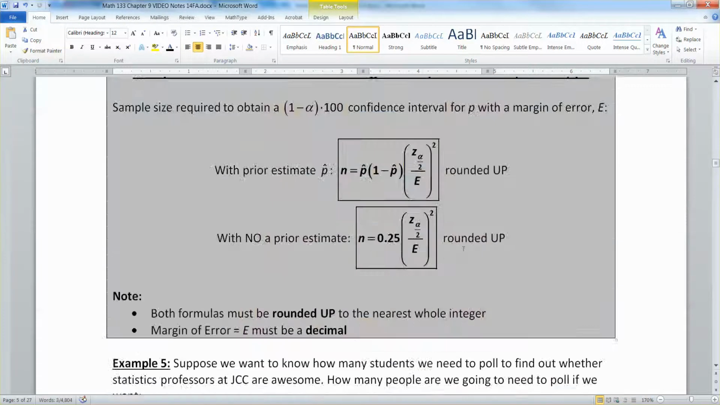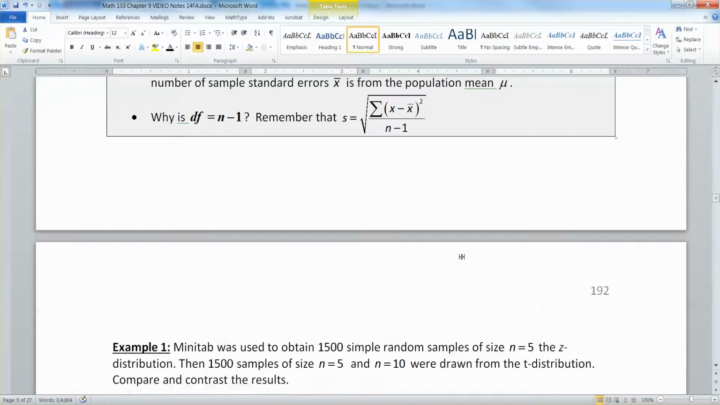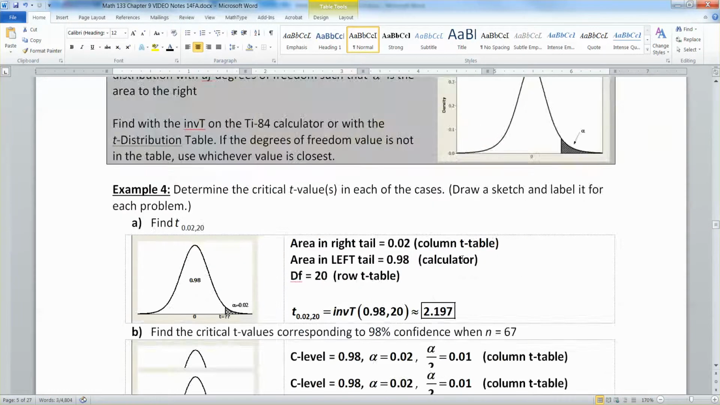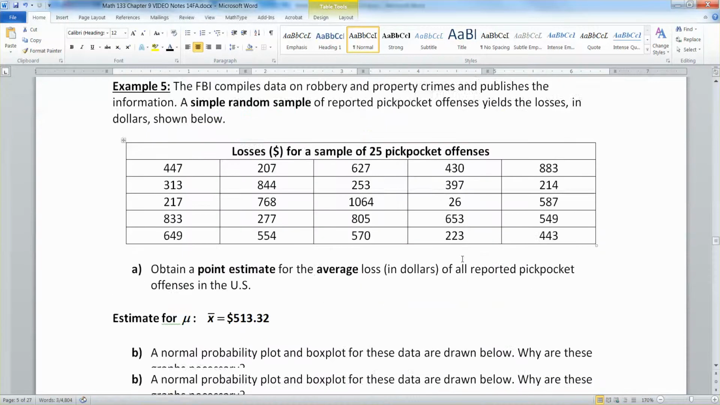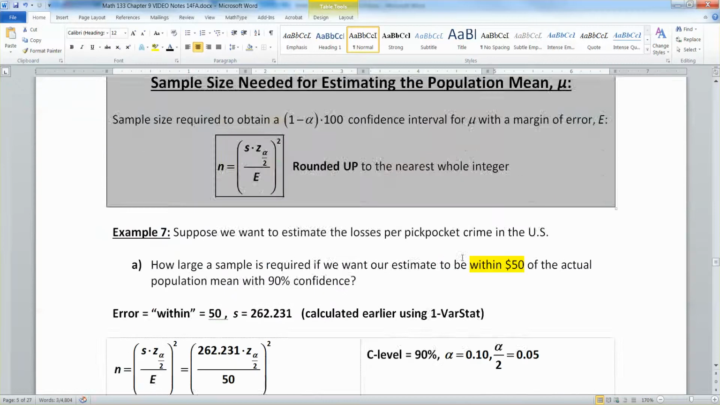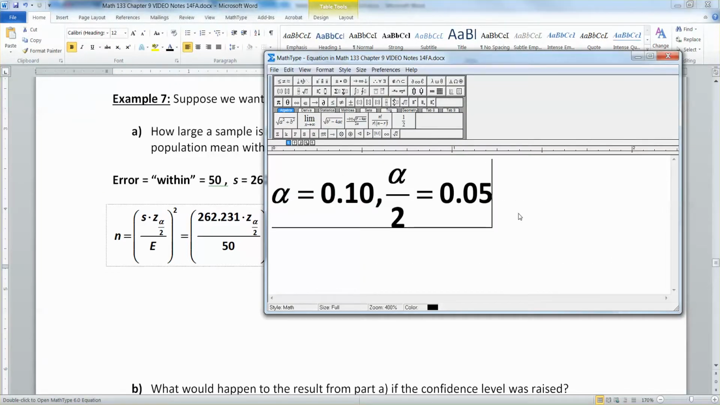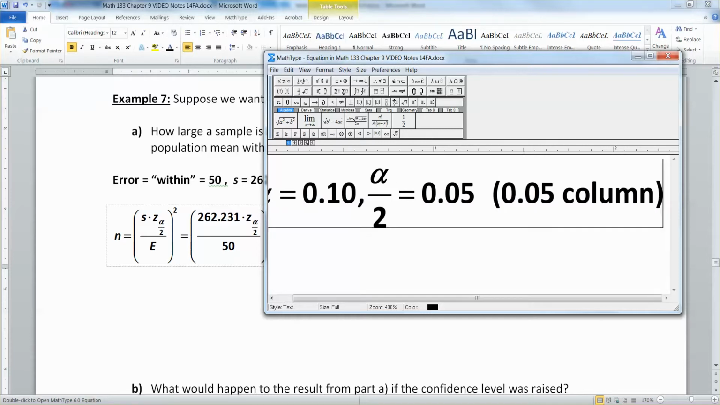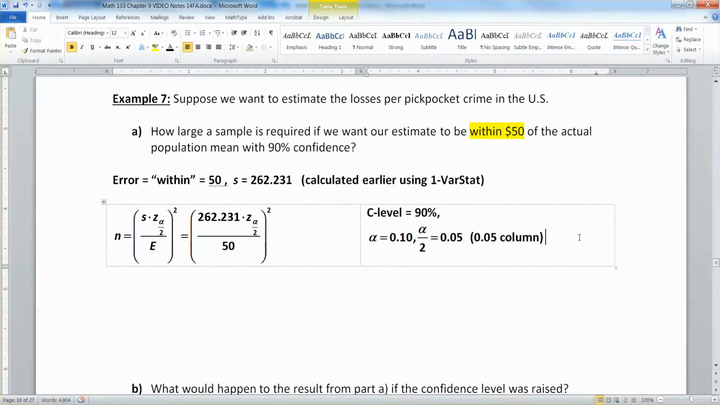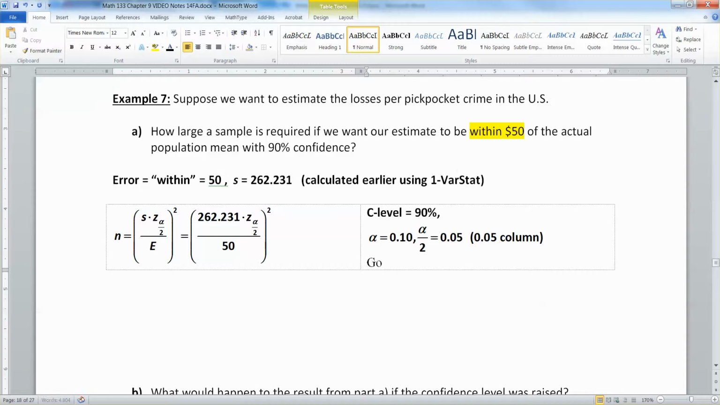Let me scroll down to find that problem again. Hold on, it's going to take me a minute. Boy, we've covered a lot of material since then. All right, 0.05, there it is, 0.05. So I'm going to go to the 0.05 column. Go to the 0.05 column in the t-table, believe it or not. And you go to the z row in the t-table, which is the bottom row. And look what you've got.